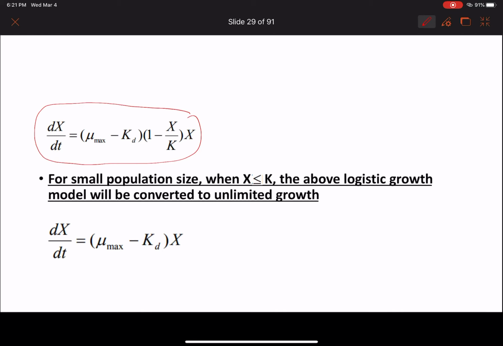Of course, for a small population size, when x is much smaller than K, then the above logistic growth model will be converted to unlimited growth. Now we're going to go back to the previous one, the first one. If x is much lower than K, okay? Which means that we are not close to the carrying capacity, we could apply the first model.